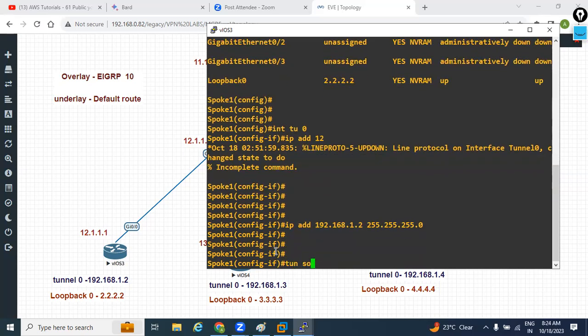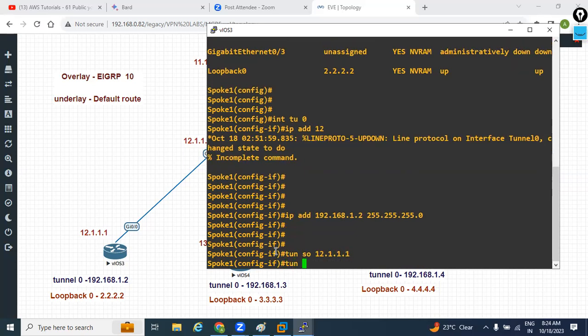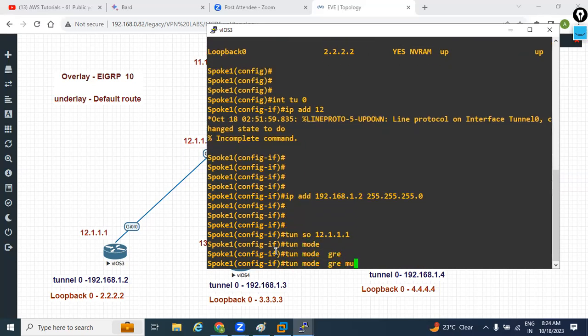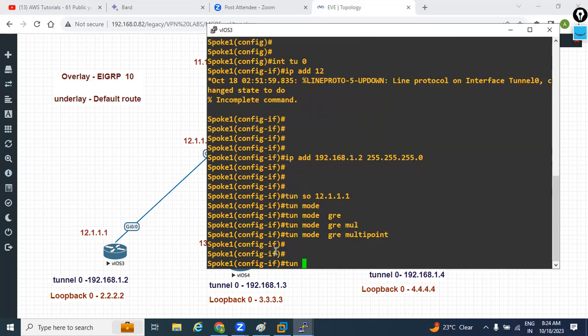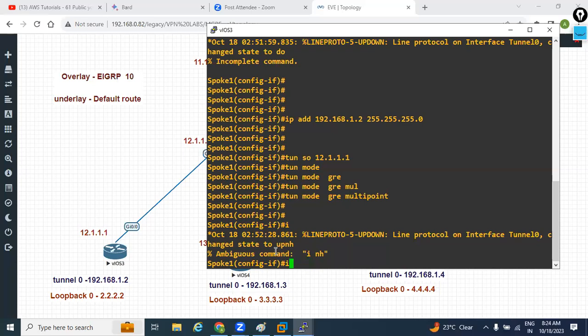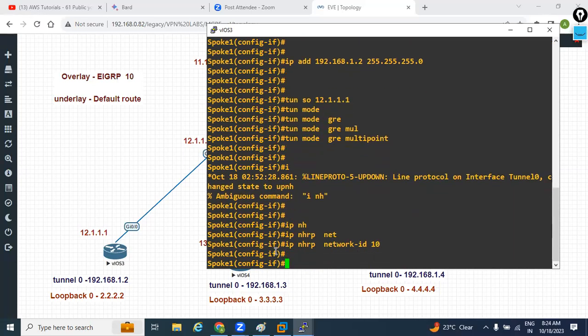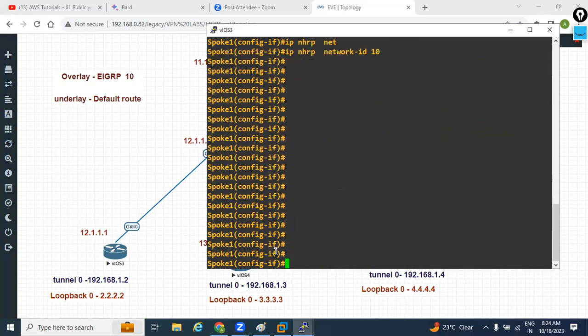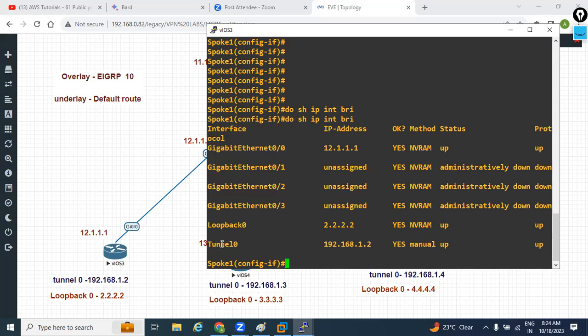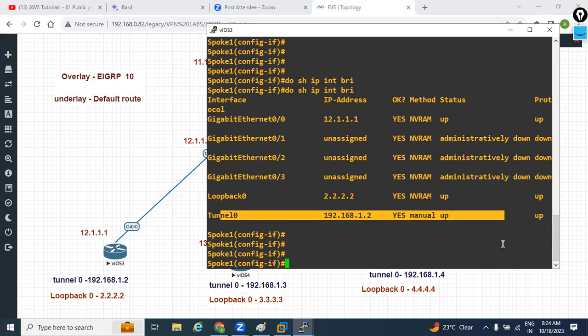Okay. Tunnel source 12.1.1.1. Tunnel mode GRE multipoint. Then the IP NHRP network ID 10. Okay, so up to here it's fine. Do show IP interface brief. My tunnel interface is up. So both the sides' tunnel interfaces are up or not.